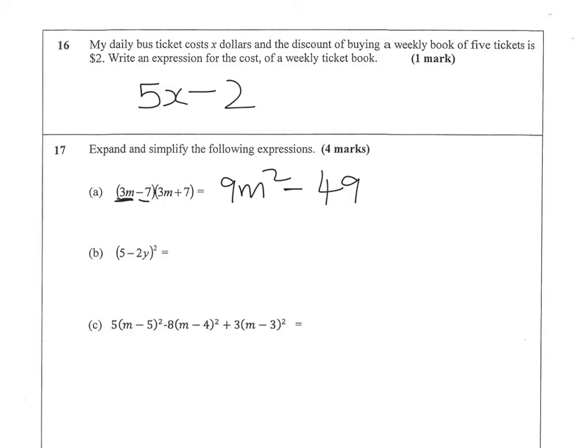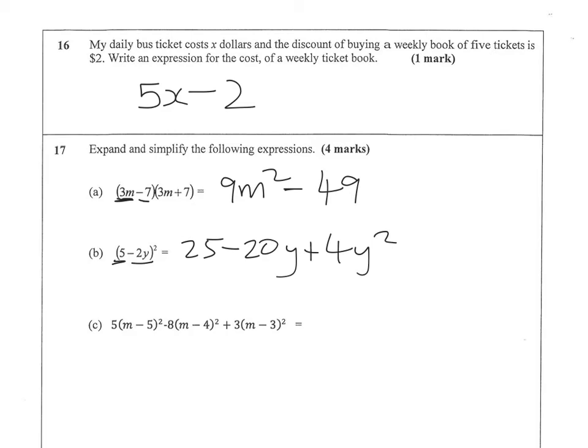B, perfect square. So we can write it again and then do double rainbows, or we can simply square the first, which is 25, double the product, so 5 times 2 is 10y, double it, we get 20y, and it must be a negative, and then square the last, 4y squared, and a negative must be a positive.